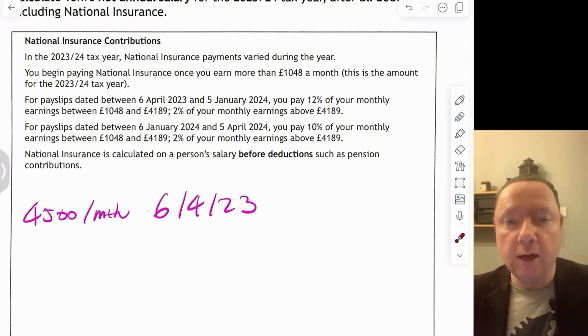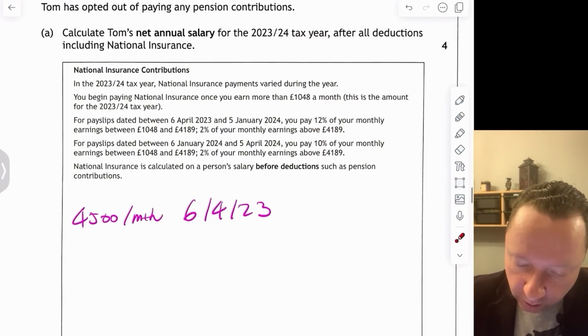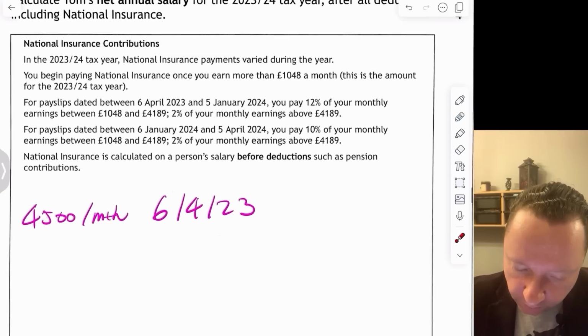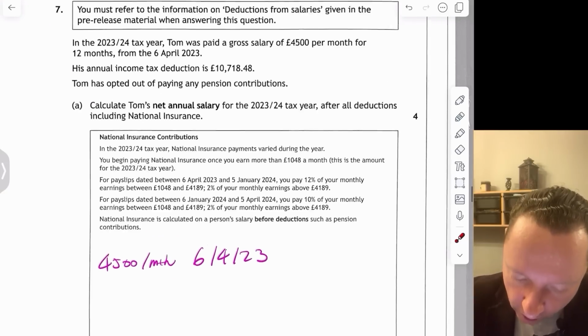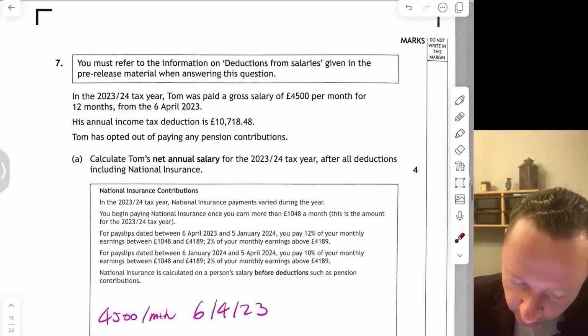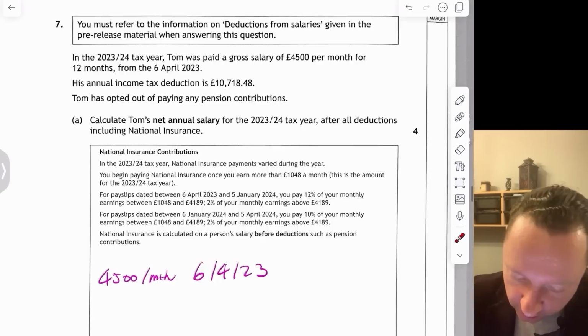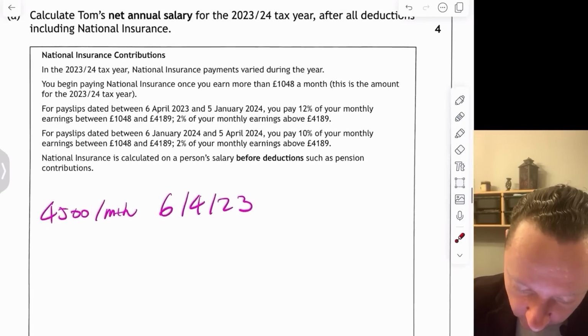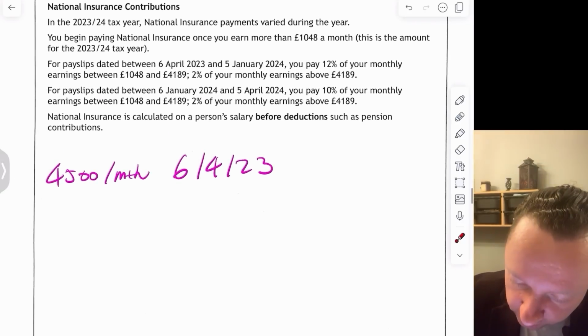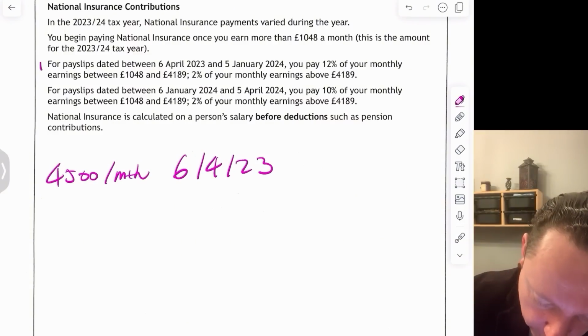I'm going to have to do two calculations, and then I'm going to have to work out his total salary for the year. So let's have a look. £4,500 a month from the 6th of April 23. So we're assuming he gets paid on the 6th of April, which is a bit of a weird date to be paid, but there you go. It's probably to make the sums easier. So let's call that 1 and call that 2.